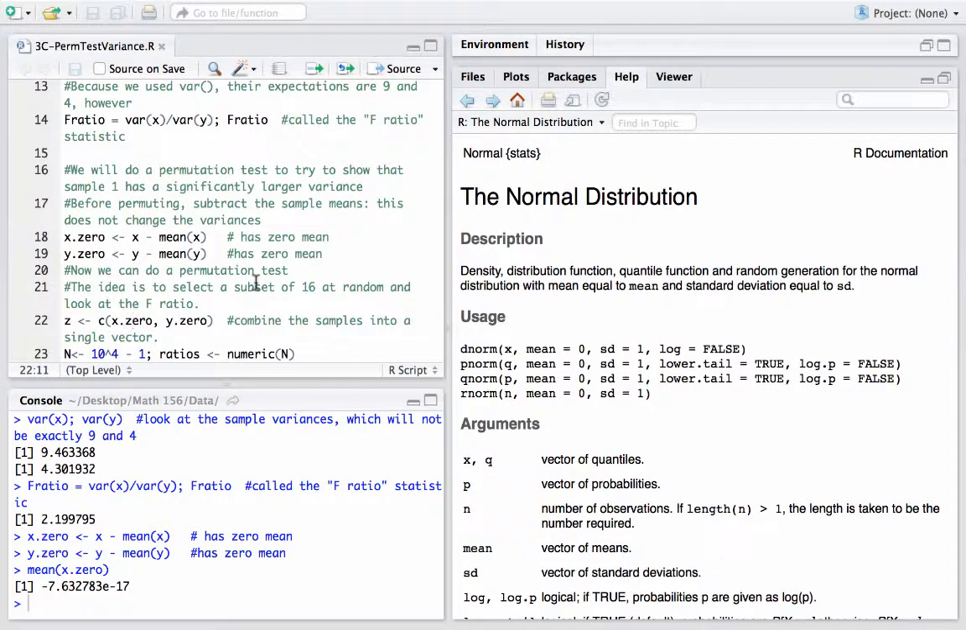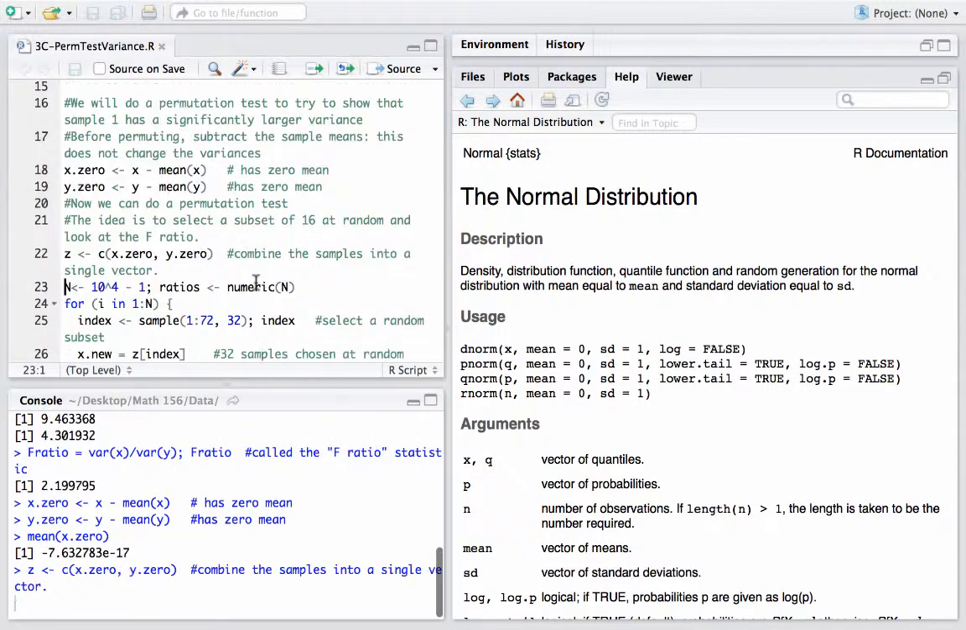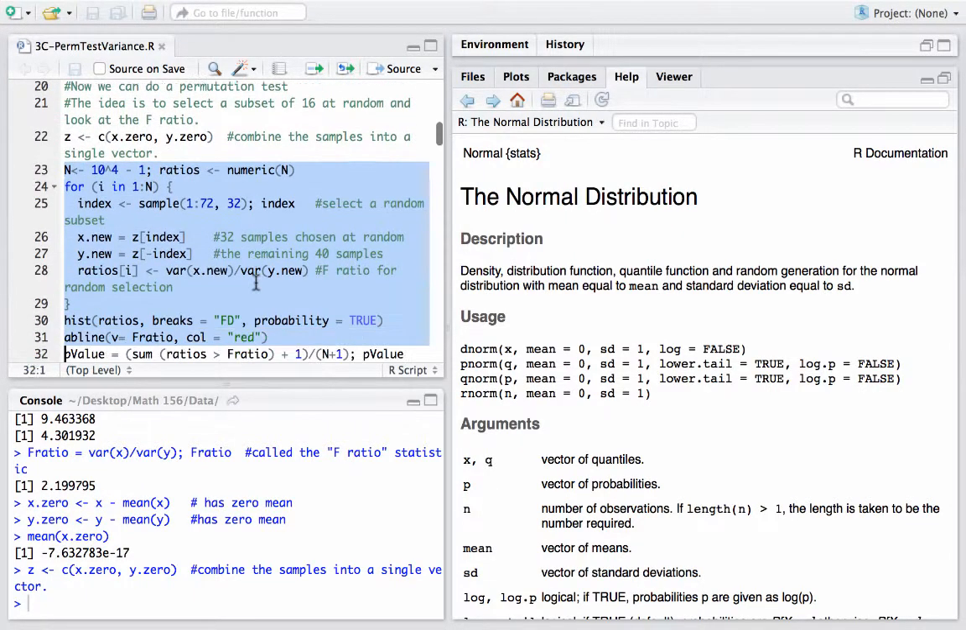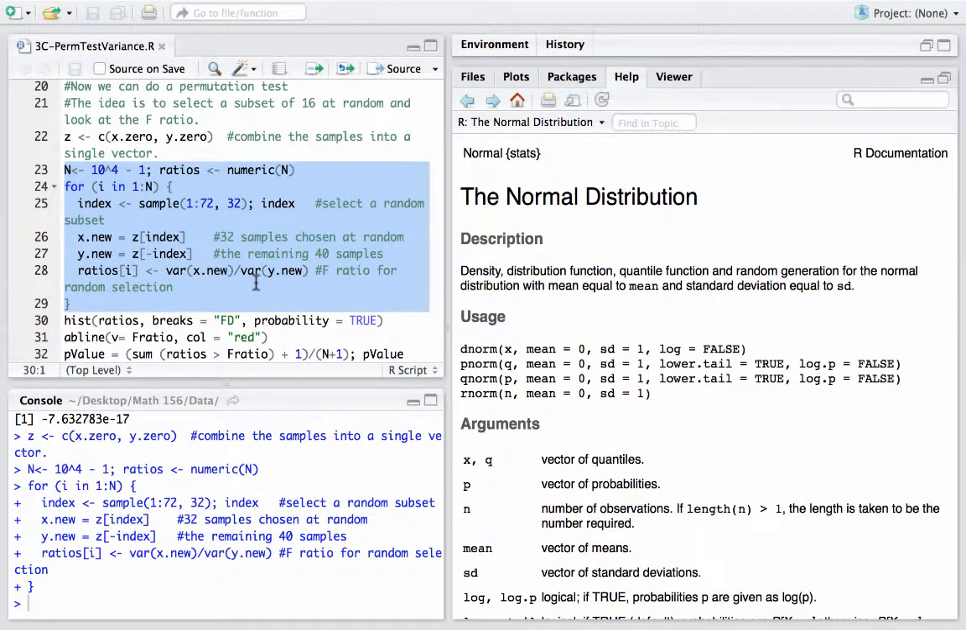This z vector is just a concatenation of x0 and y0, and we're going to use that to sample from, and now this code should be very familiar by now. So we take an index, which is 32 random draws between 1 and 72, and we put the data on that index and compute a ratio of the resulting variances. And we're going to do this 9,999 times, storing each of the results for later analysis.